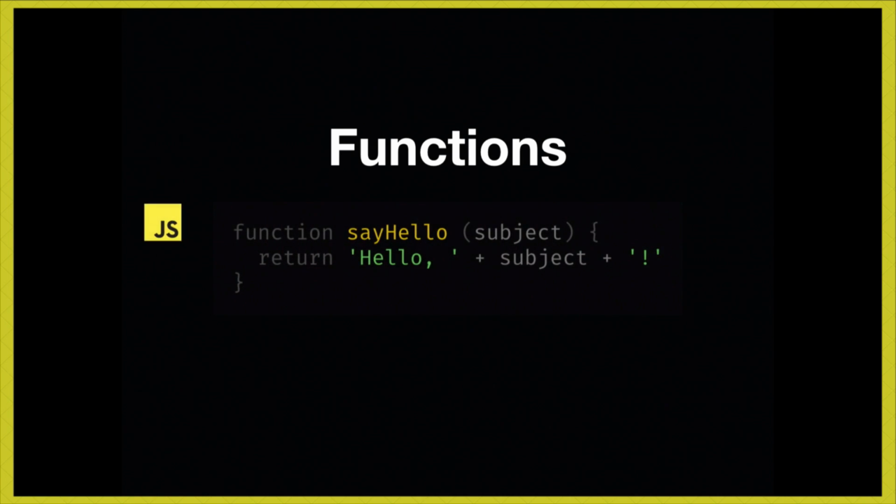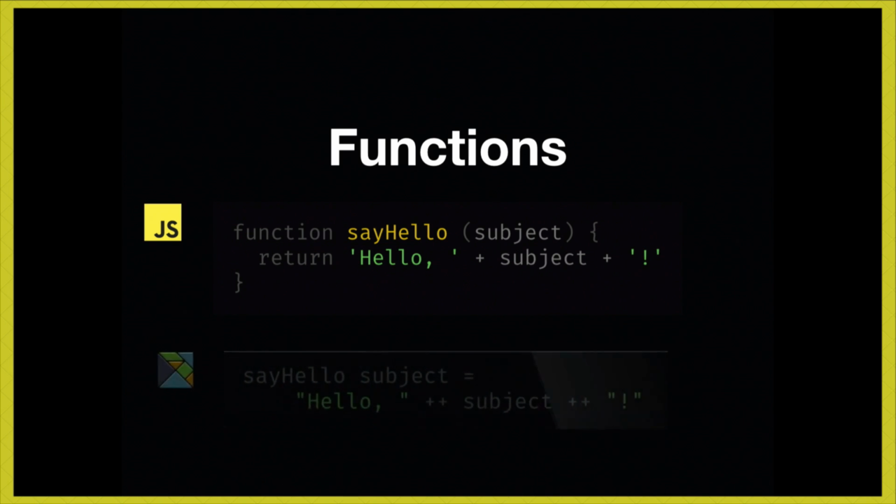Cool. So let's talk about functions because it's a functional programming language, right? So this is how you might define a function to say hello to someone in JavaScript. We have a name for our function called say hello that we can use to call it later. We have a parameter to it called subject, and we're returning some string concatenated hello subject exclamation point. So that's what it looks like in JavaScript.